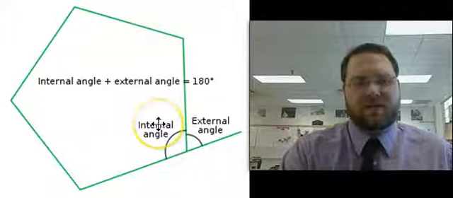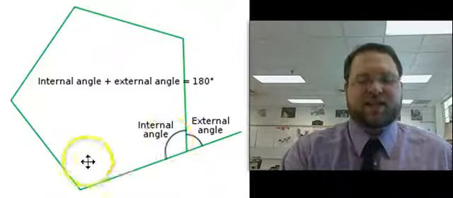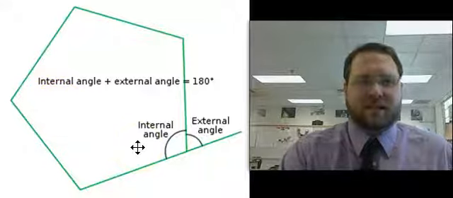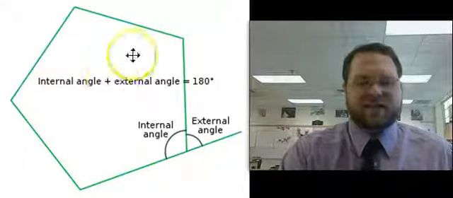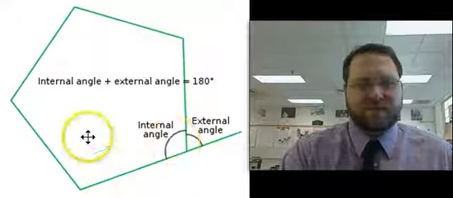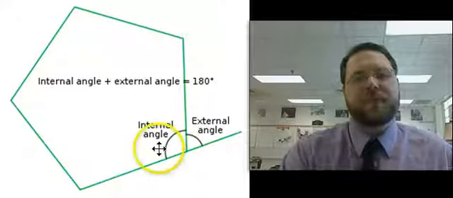So that's an internal angle, and you can see you're going to have as many internal angles as you have sides. So in this case, this is a pentagon. We have 5 sides, so we have 5 internal angles. There, there, there, there, and there.